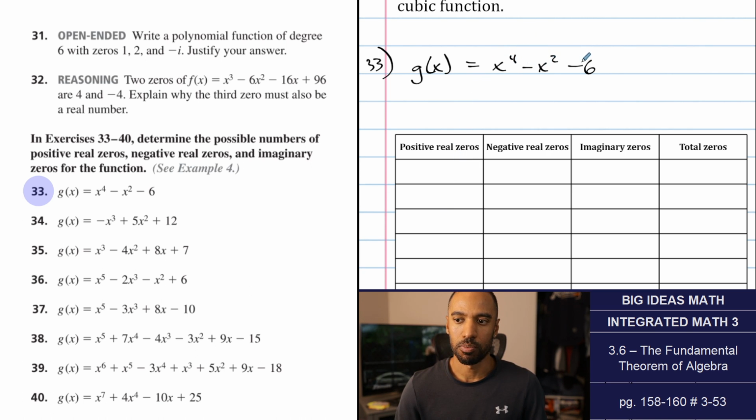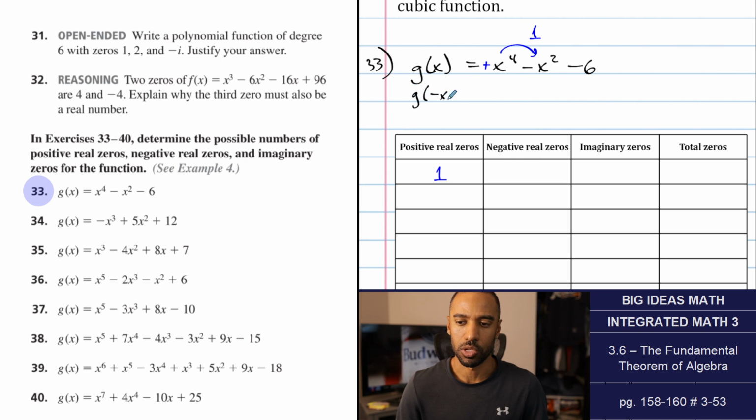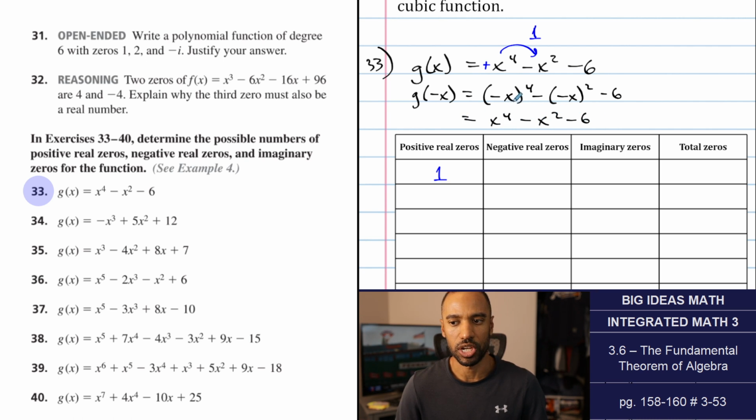Now, this is x to the 4th minus x squared minus 6. It's in standard form. Remember, this is positive to begin with. So there's only one sign change. Because of that, the possibility of positive real zeros is 1. You can't have 0. You can only have 1 in that scenario. Now, g of negative x is something else we also have to test, and that would be negative x to the 4th minus negative x squared minus 6, which becomes x to the 4th minus x squared minus 6. There's no change because squaring a negative turns those positive, right? So once again, just one sign change.